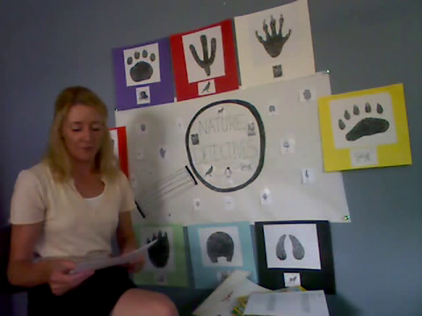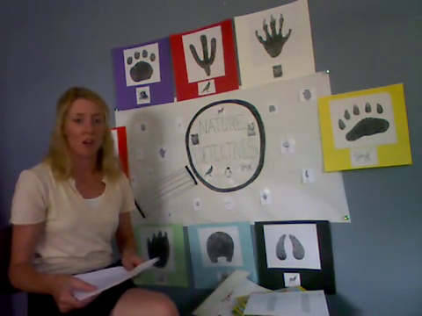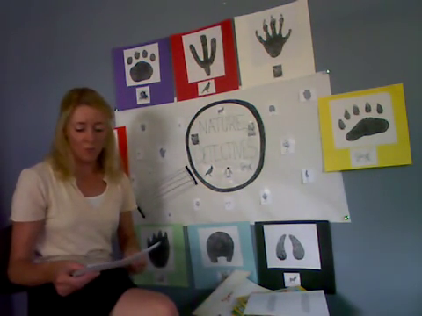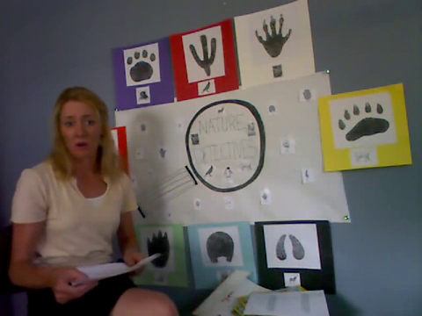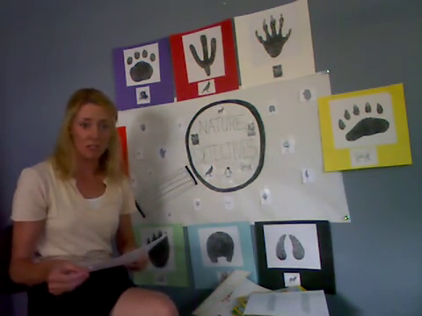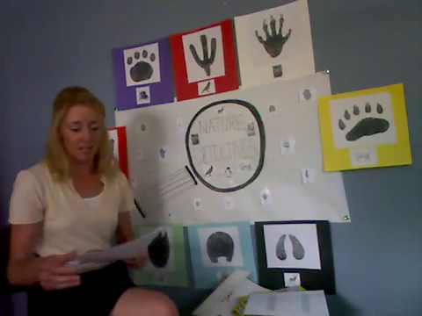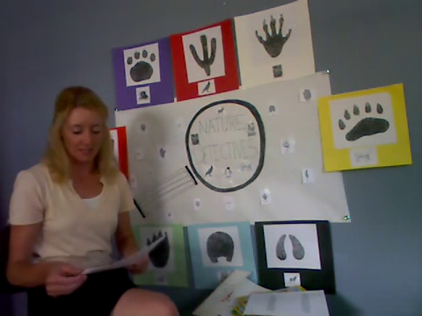For example, was a footprint that you saw large or small? Where did the animal appear to be going? Do you think it was looking to find food? Etc. Establishing these links can build essential background knowledge and vocabulary.